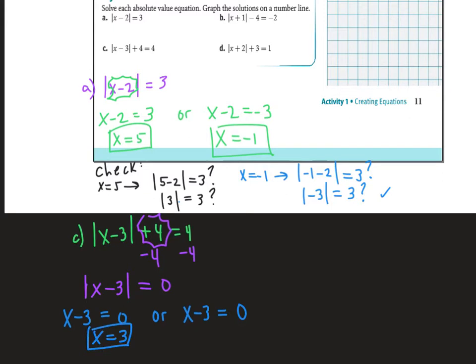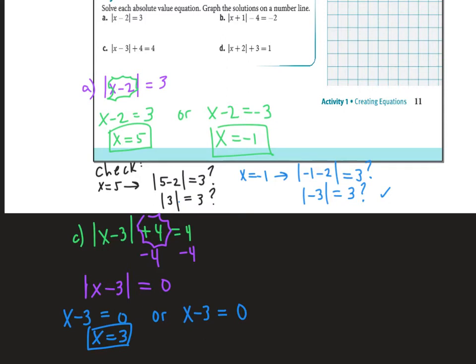In many cases, you're going to get two solutions like part A. But in this one, we actually only do get the one solution. So that happens, and that'll happen when you get the absolute value equaling 0. Because again, think about which numbers are 0 units away from 3. There's only one answer to that.